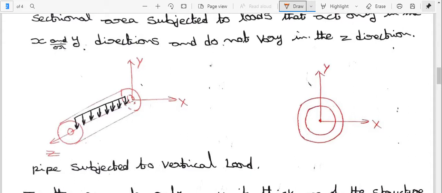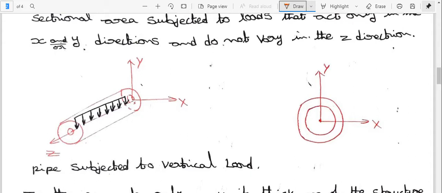So in this diagrammatic representation, the pipe is subjected to vertical loads. In this example, only a unit thickness of the structure is considered because each unit thickness behaves identically.